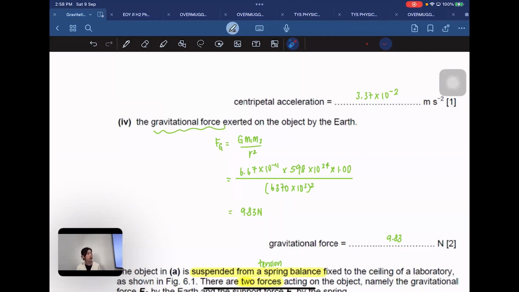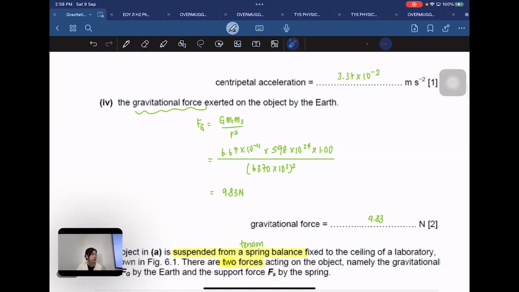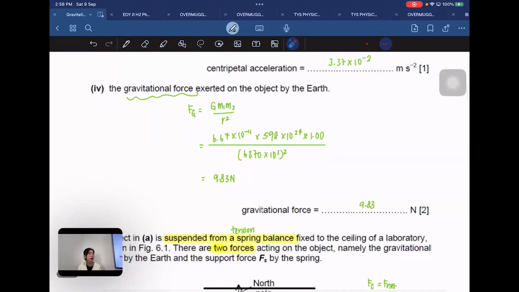All right. Now, following the next one, it says the object is now suspended from a spring balance. In order for the object to be suspended from a spring balance, I need to have tension, fixed to the ceiling of a laboratory as shown in the figure. There are two forces acting on the object, one by the Earth and one by the spring. So they want you to draw the two forces acting on the object.